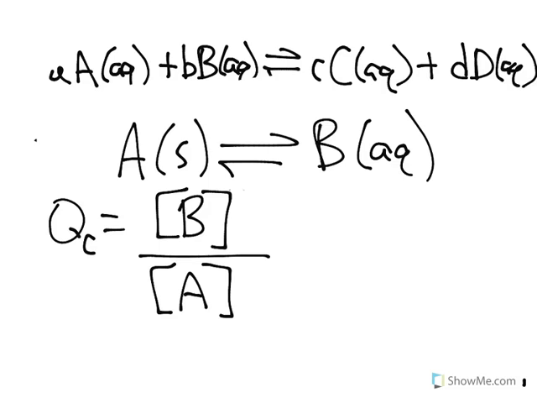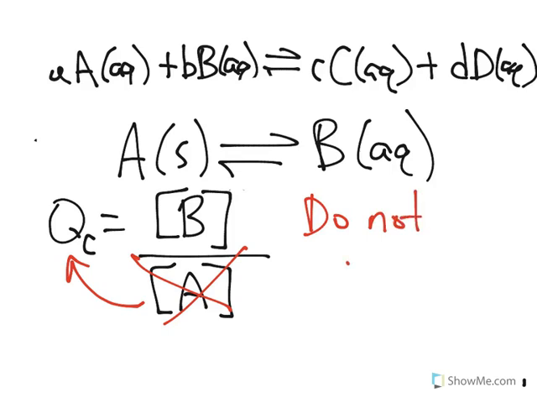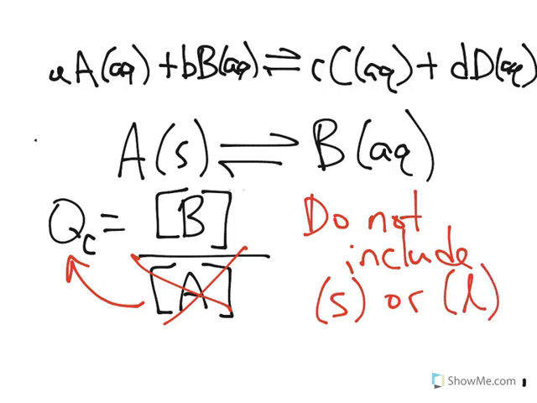But there's a problem here. The concentration of this guy is just the concentration of a solid. Well, the concentration of a solid or a liquid are both just their densities. And you can't vary the density of a solid or a liquid without changing the temperature. And we're not going to do that. So because of that, this guy is just a constant, meaning it's going to be embedded into either Q or K by default. So because of that, you do not include solids or liquids in a Q or K expression.